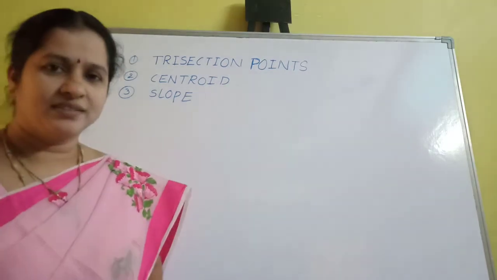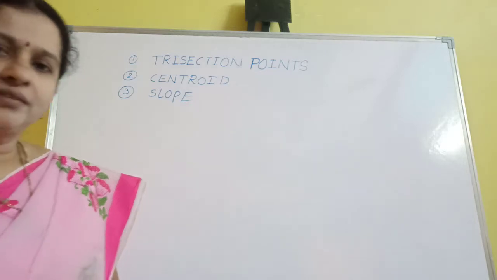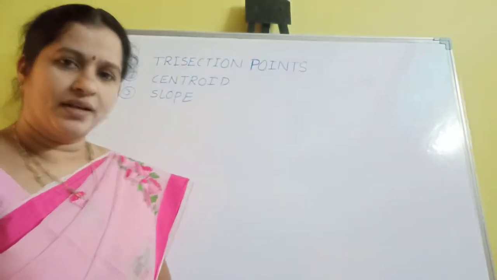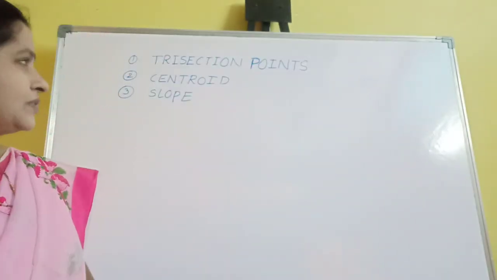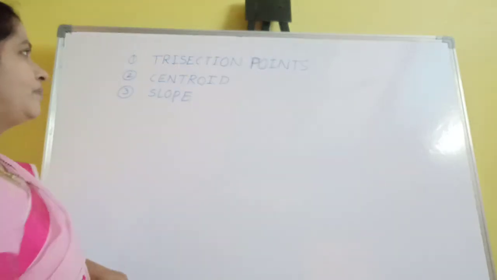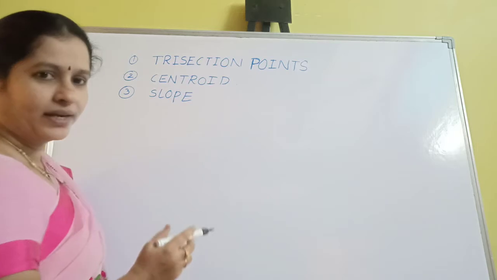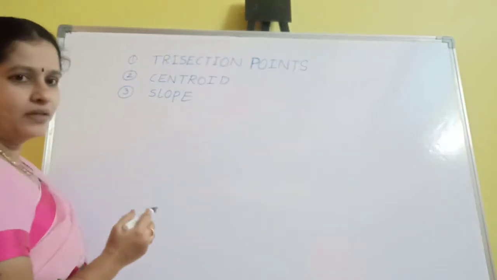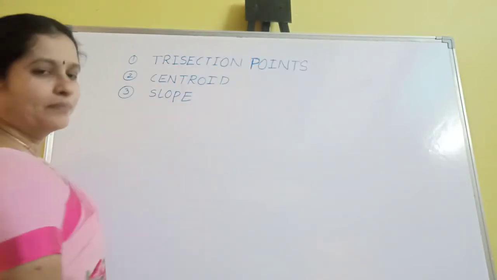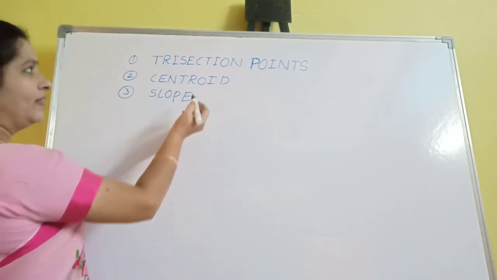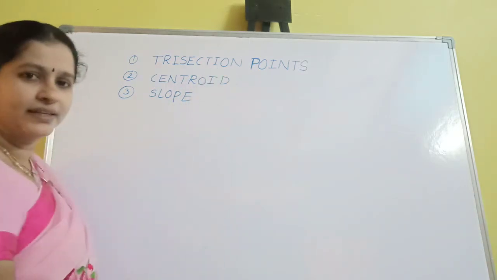Good morning students. Today we are going to learn some more topics in coordinate geometry. So the first point is trisection points. Second one centroid. Third one slope. So what are called trisection points? It is also a very important question, a 4 marks question.